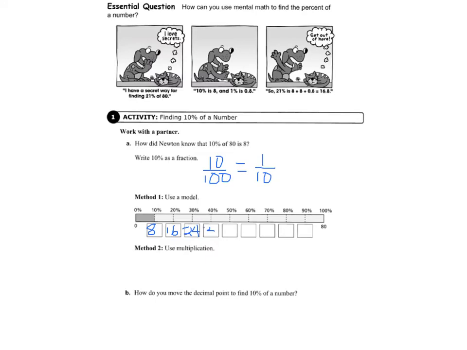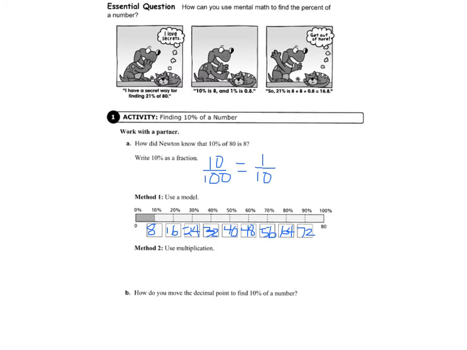4/10 is going to be 32. 5/10 is going to be 40, or 50%. 60% is going to be 48. 70% is going to be 56. 80% is 64. And 90%, or 9/10, is 72. So that's method 1, which is a nice way to look at it because you can see the model.